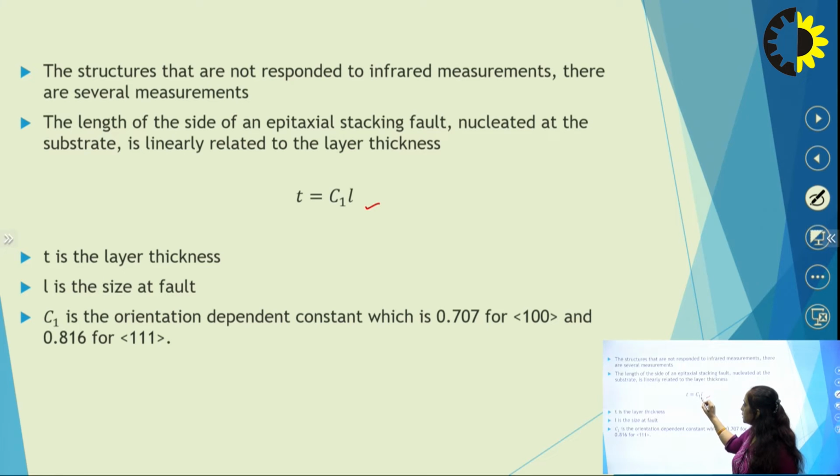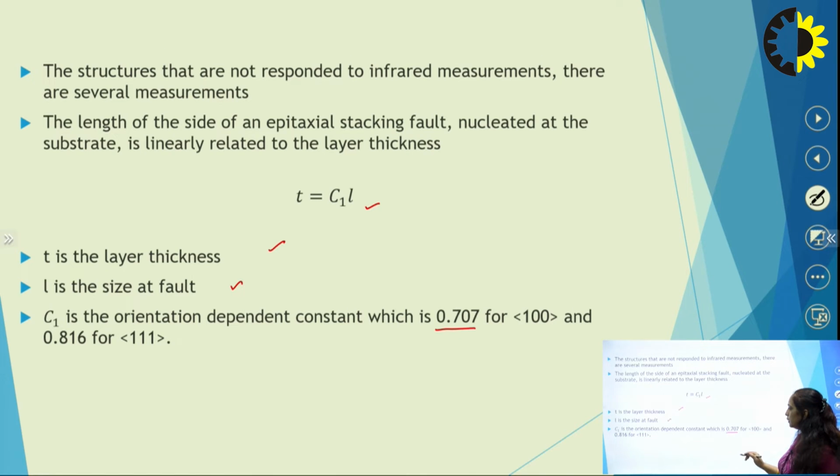That can be the epitaxial stacking fault nucleated at the substrate, which is linearly related by this formula: thickness T equals C1 times L, where T is the layer thickness, L is the size of the fault, and C1 is the orientation dependent constant. It is fixed for each orientation. It is 0.707 for 100 orientation and 0.816 for 111 orientation.